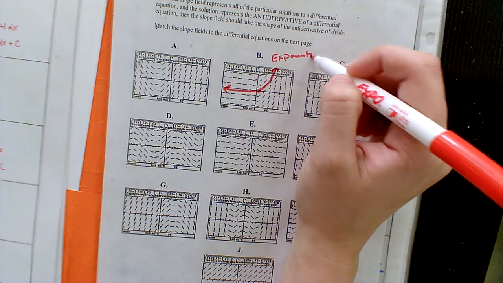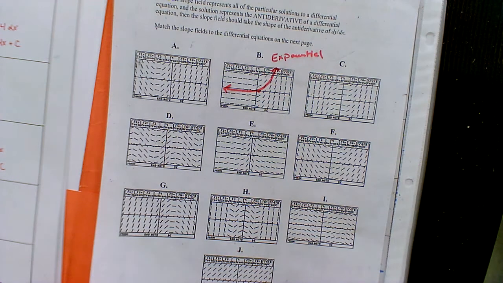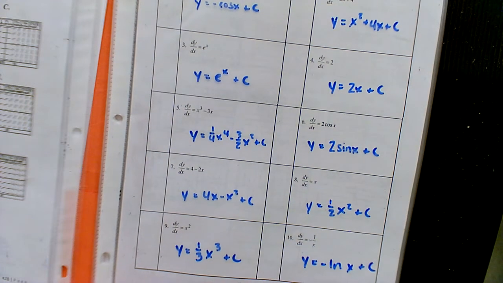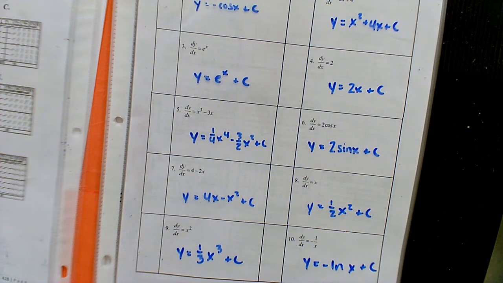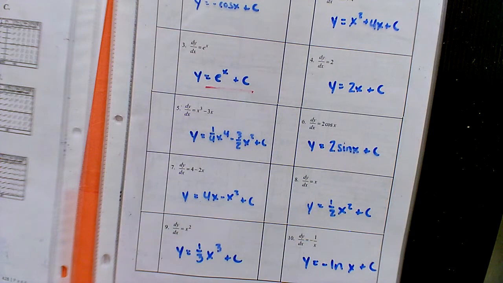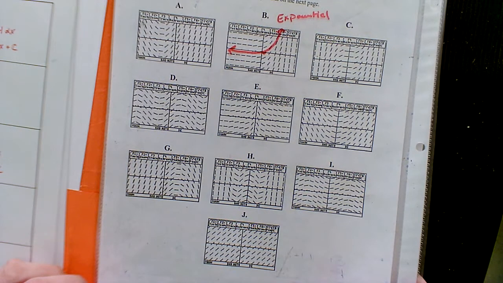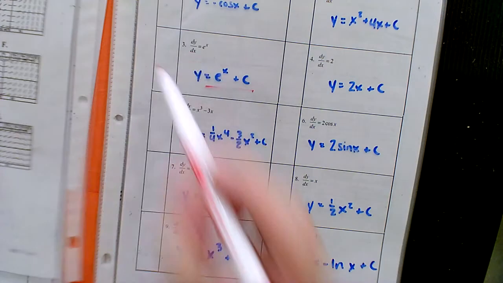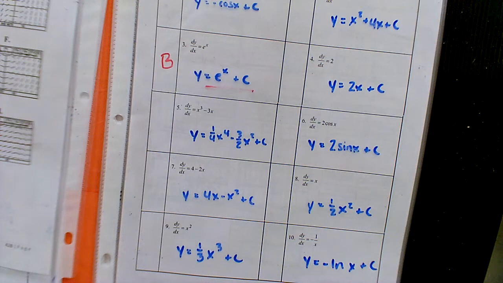So let's take a look at all of the antiderivatives that we found yesterday, numbers 1 through 10. Of those 10, which one is exponential? You have a base to a power. Number 3, right? That's e to the x. If you take a look at all of the slope fields, I think that's the only one that resembles that exponential curve. So number 3 must match to the letter B slope field.